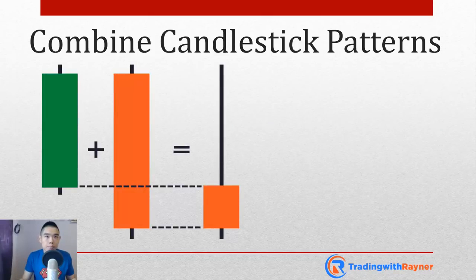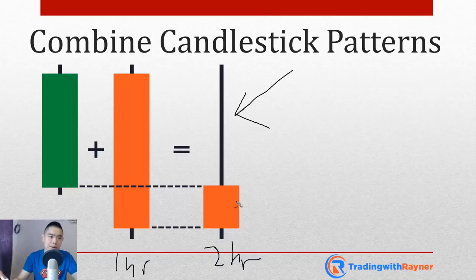If you look at this, just imagine that this is a 1 hour candle. The green one is 1 hour. The red one is 1 hour. So now, when you combine these two candlestick patterns, this one over here, what time frame is this candle going to be? Well, 1 hour plus 1 hour, this will be a 2 hour candle. And how did this 2 hour candle come about?